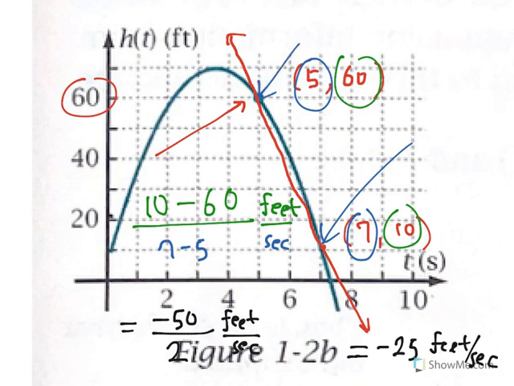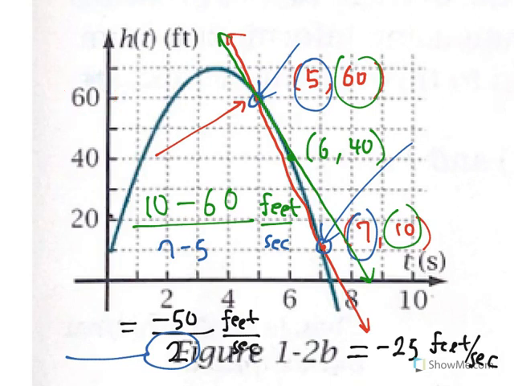The effect that has is that the time interval becomes shorter and shorter. With these 2 points, the time interval is 2 seconds. But if I, for example, consider this point here, where time would be 6 seconds and the height would be 40 feet, and then I find the slope of this secant line, the green secant line, that would also give me an average rate of change.